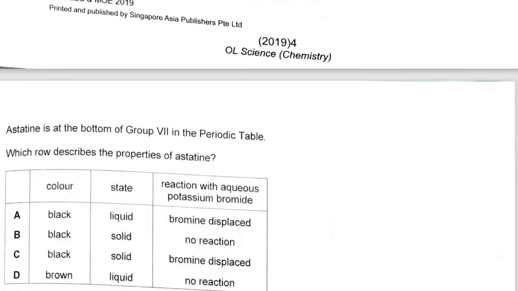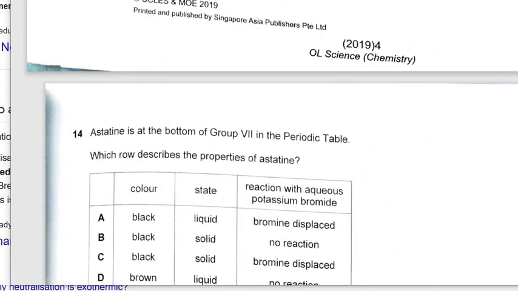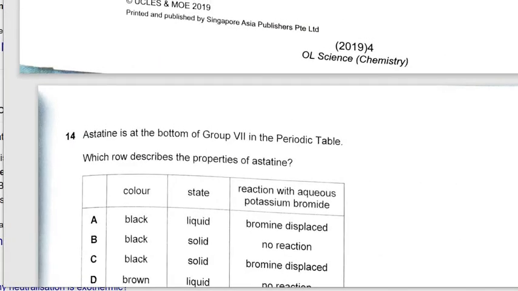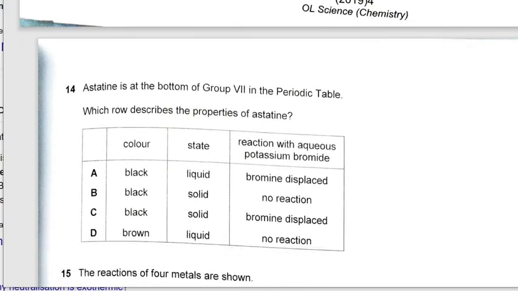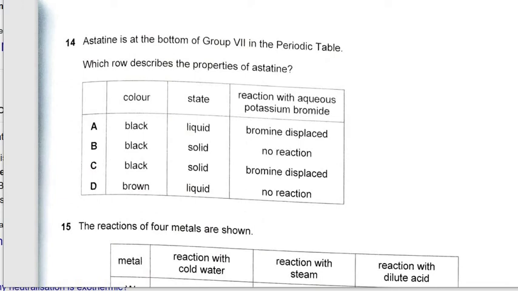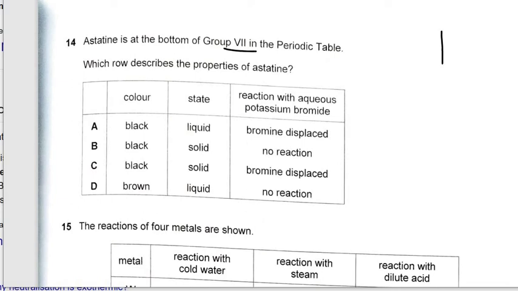Okay, next question number 14. Astatine is at the bottom of group 17. So what are the characteristics of group 17? As you go down, the state changes from gas to liquid to solid. The color becomes darker and darker. So let's see the options. Astatine is very far below, so it will be black in color. So all are black. Next, the state: as I told you, solid, so options B and C are matching.